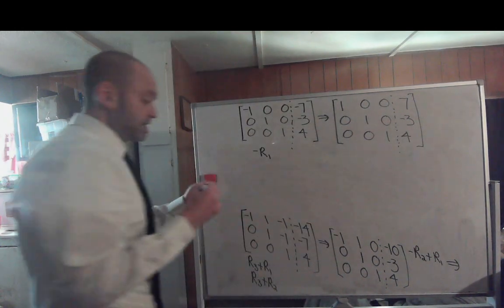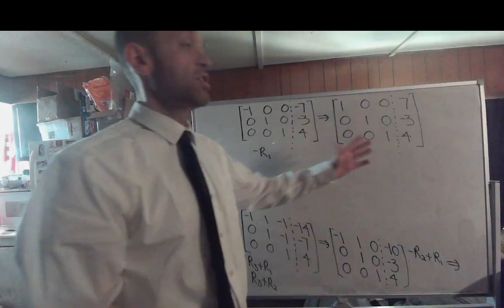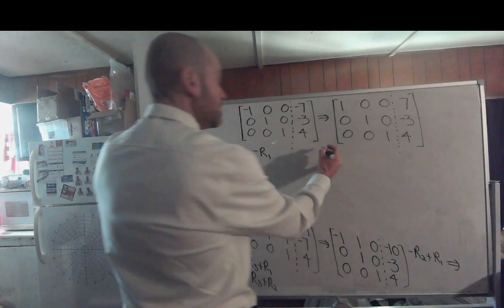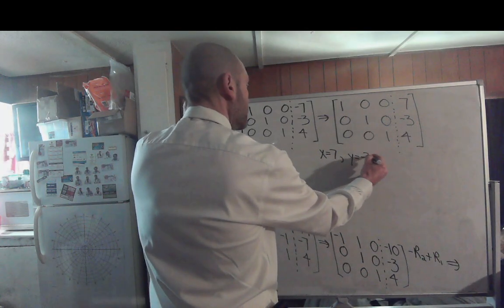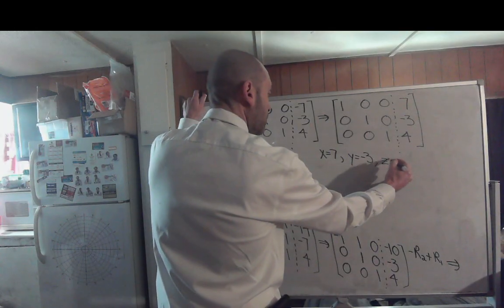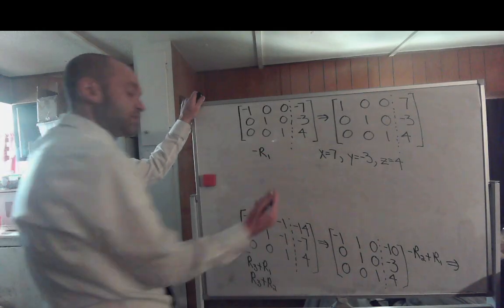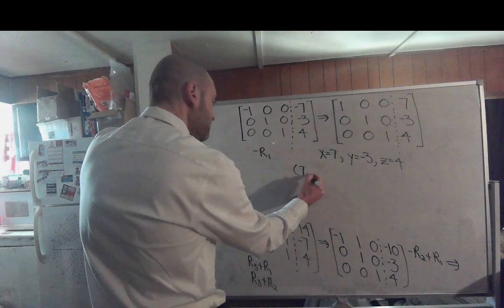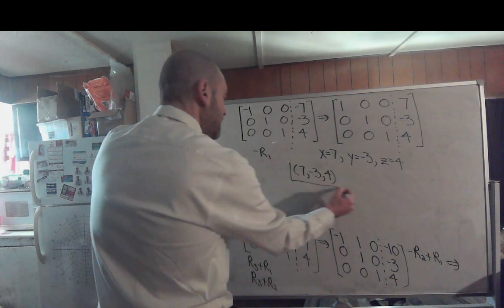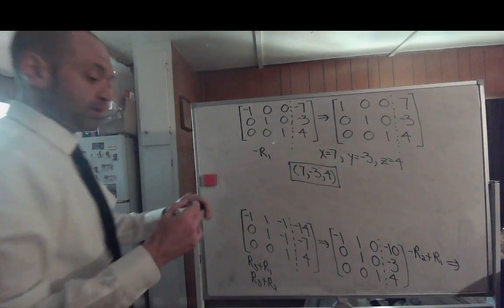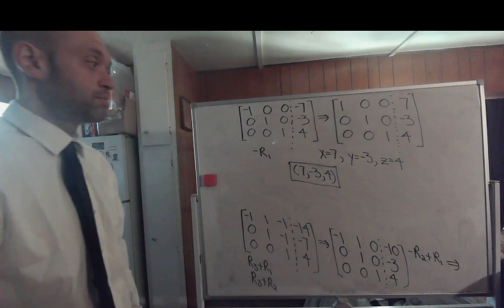Now I have the matrix in reduced row echelon form, so I have the direct results for x, y, and z, where x equals 7, y equals negative 3, and then z equals 4. So the ordered triple that's going to be my solution is going to end up being 7, negative 3, 4. That's the solution to this system.